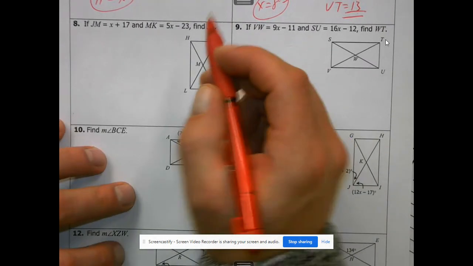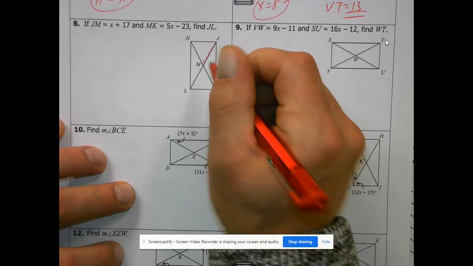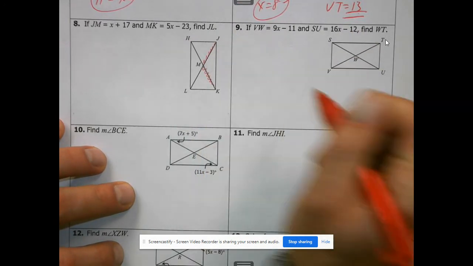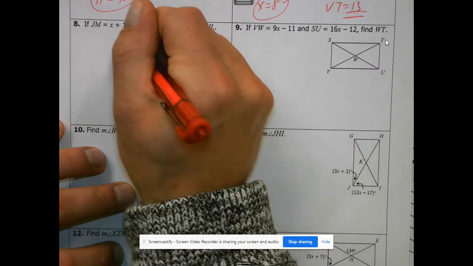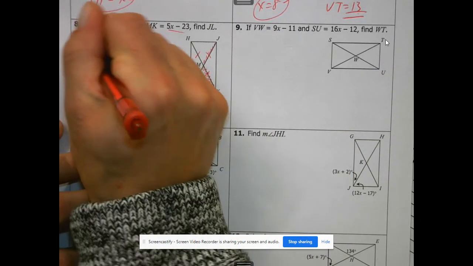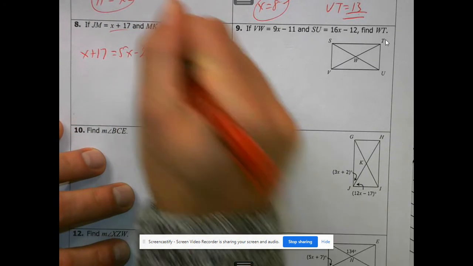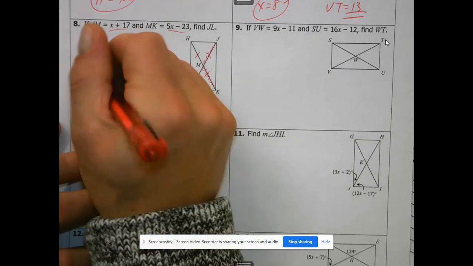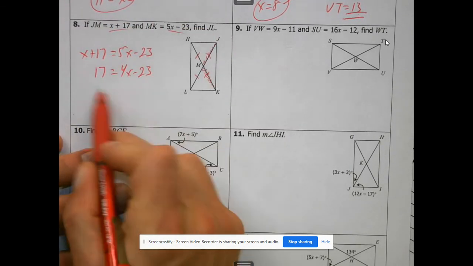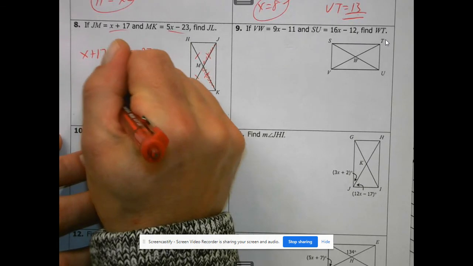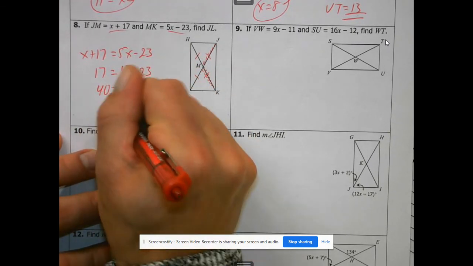Number 8, it's talking about JM, that piece, and MK, that piece. Well, we know all these pieces are congruent, so set them equal. Set that equal to that. X plus 17 is 5x minus 23. Subtract the x over. Add 23 over. Divide by 4, and we get 10.